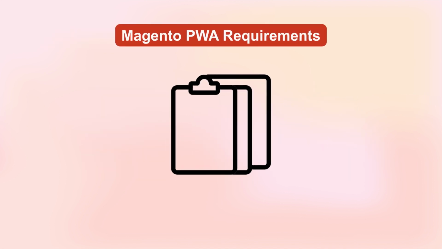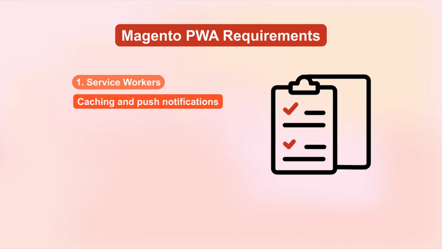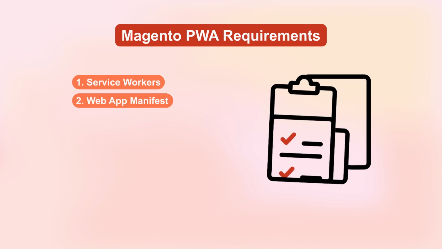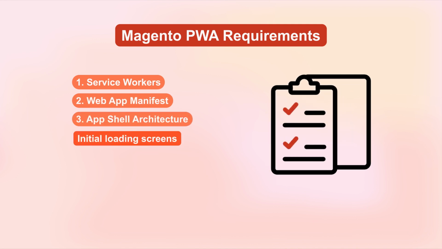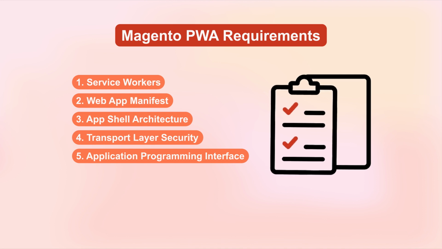Moving on to PWA requirements. These include service workers for caching and push notifications, a web app manifest for app information, plus an app shell architecture for initial loading screens. Ensuring security is crucial, hence the need for TLS protocol. Lastly, an efficient API for backend communication is necessary.